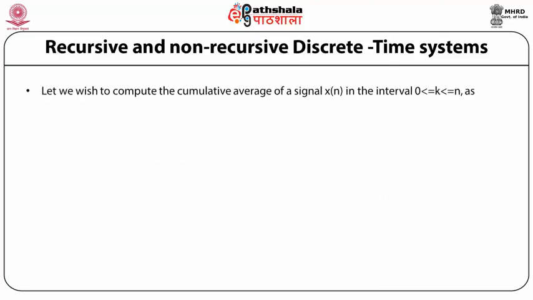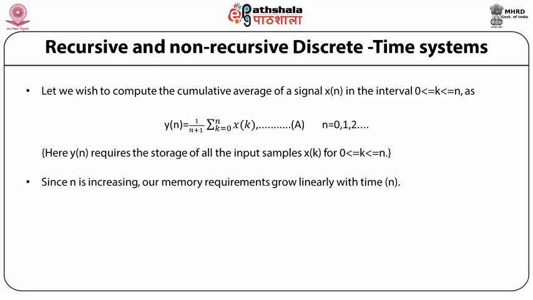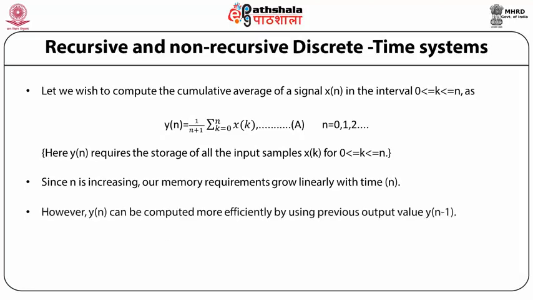So we wish to compute the cumulative average of the signal x(n) in the interval 0 less than or equal to k less than or equal to n, as y(n) equal to 1 by n plus 1 multiplied by summation over k equal to 0 to n of x(k). Now here n is equal to 0, 1, 2, etc. And here y(n) requires the storage of all the input samples x(k), for k varying from 0 to n. Since n is increasing, our memory requirements grow linearly with time n. However, y(n) can be computed more efficiently by using the previous output value y(n minus 1).